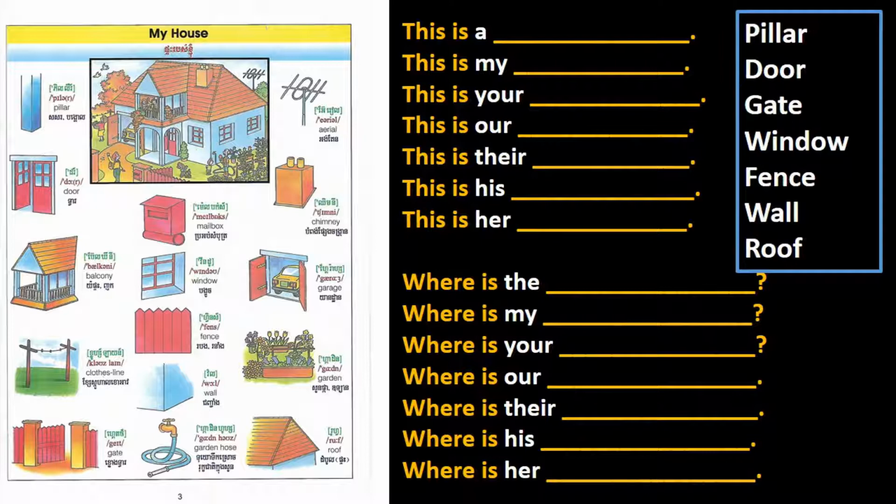My house. Pillar, door, gate, window, fence, wall, roof. a, my, your, our, their, his, her.